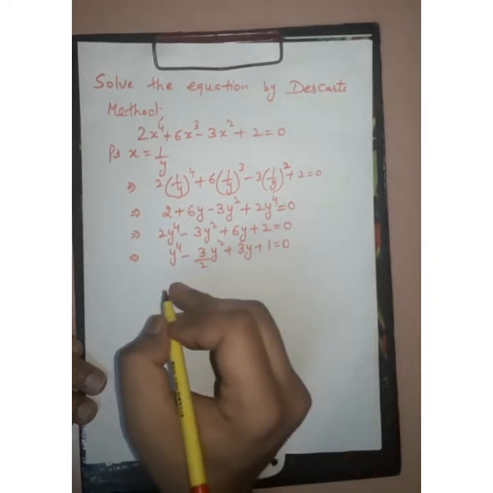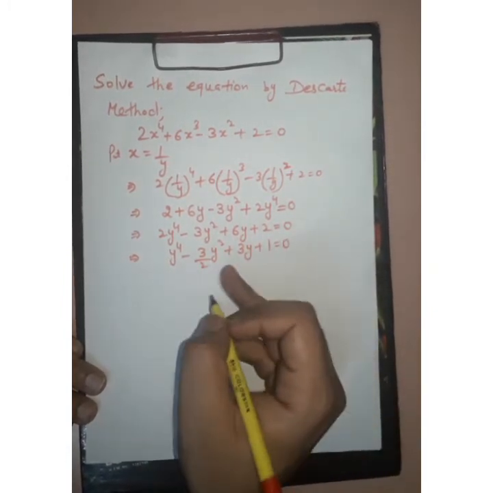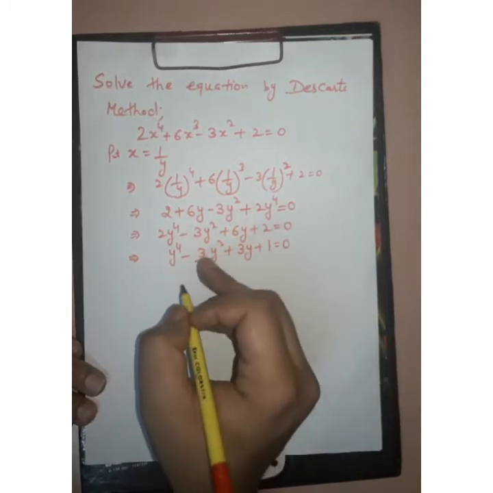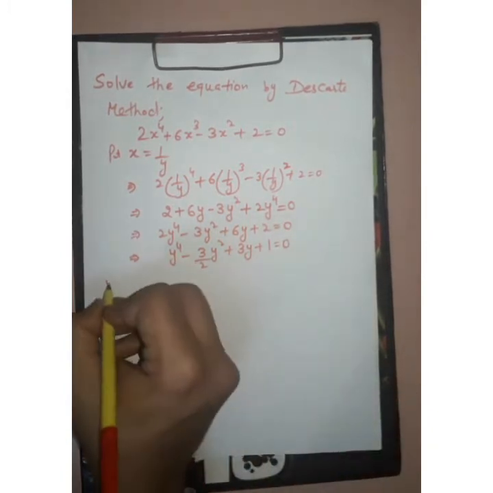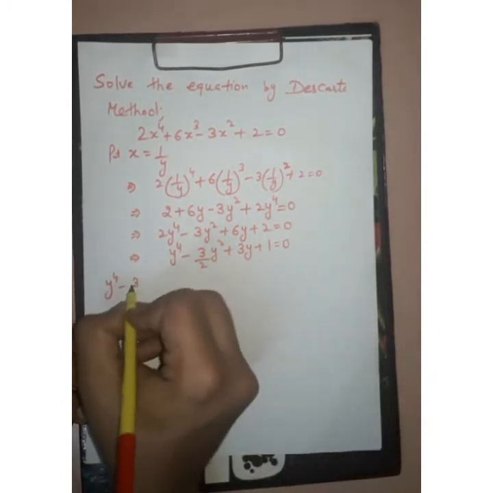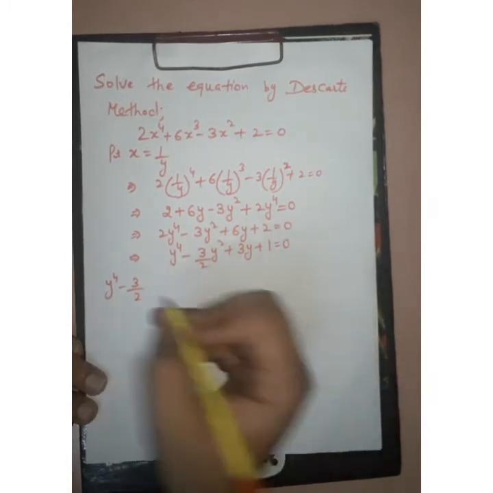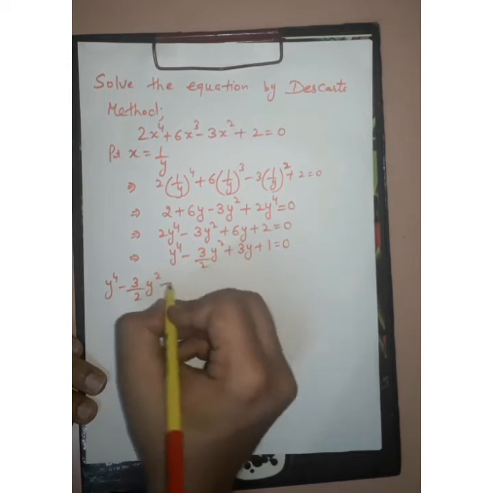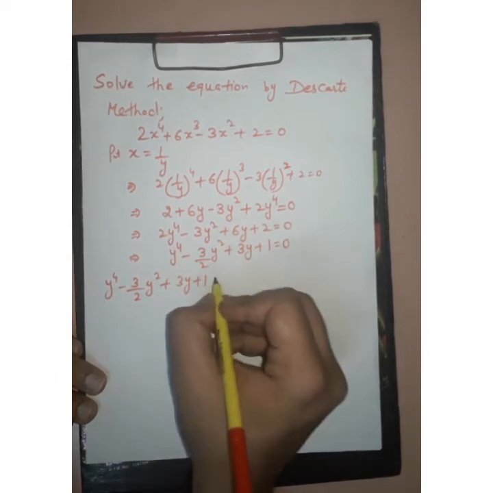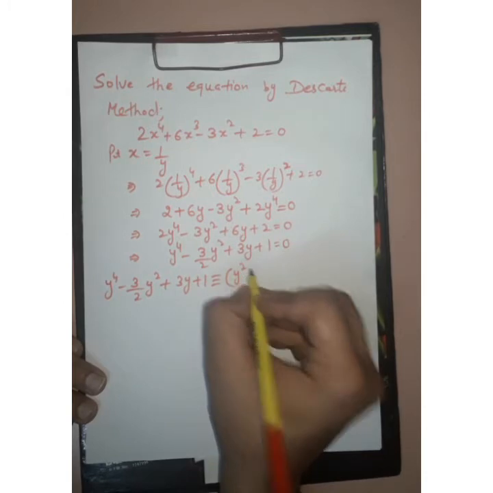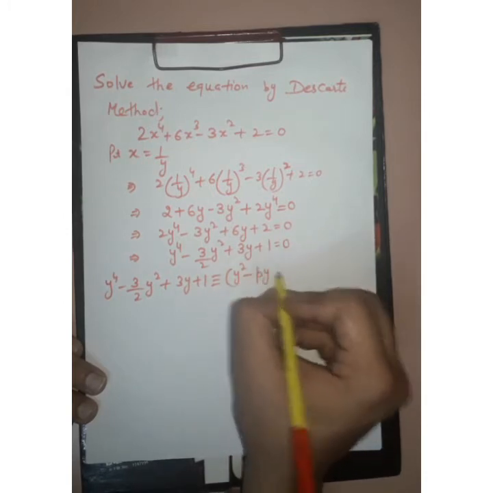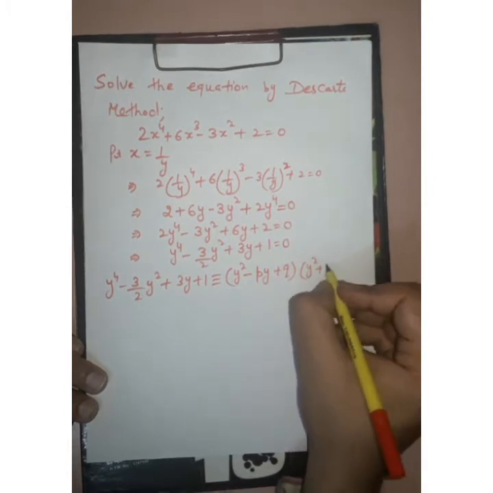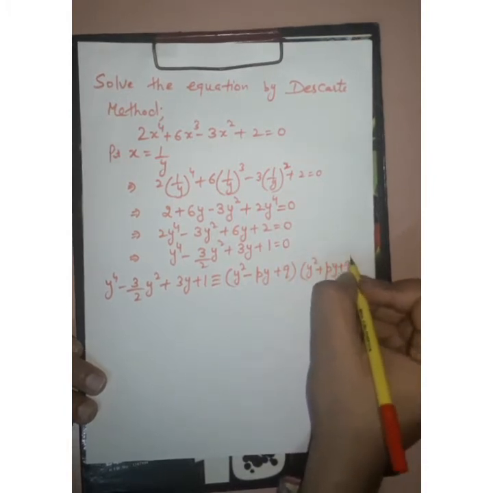Now you can see both conditions of the Descartes method are satisfied. The coefficient of y4 is equal to 1 and there is no third degree term, so we can apply the Descartes method here. So how to apply this? We have to write this equation y4 minus 3 by 2 y square plus 3y plus 1 as equivalent to (y square minus py plus q) and (y square plus py plus q dash).